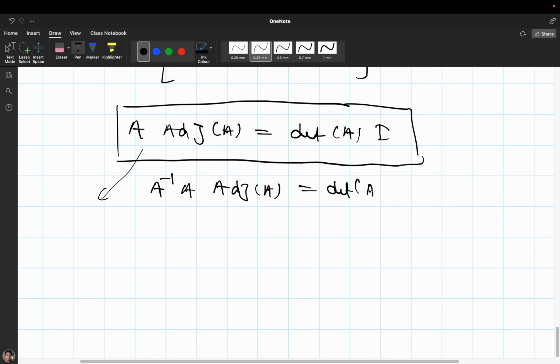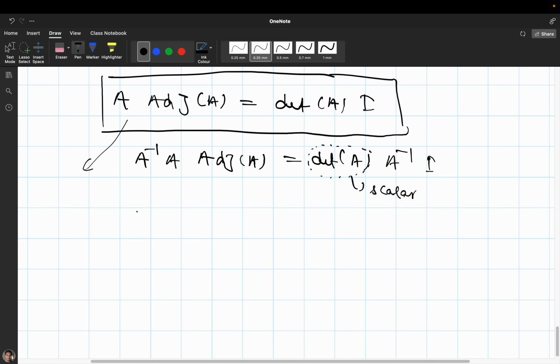Determinant is a constant value, right? It won't affect a matrix. Am I right or not? Determinant is nothing but, not constant, determinant is nothing but a scalar. Okay?